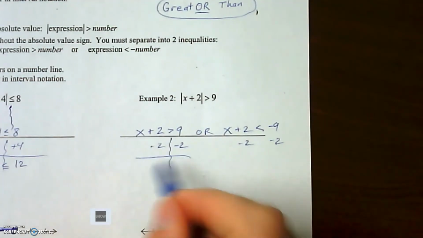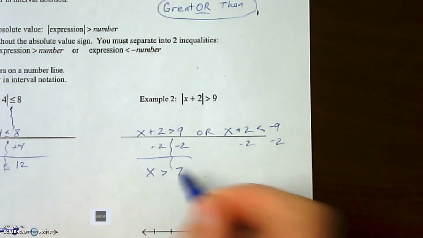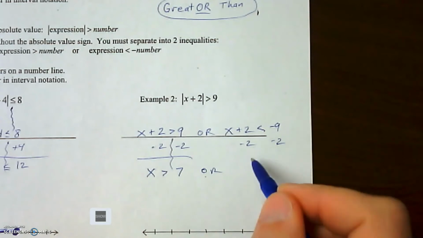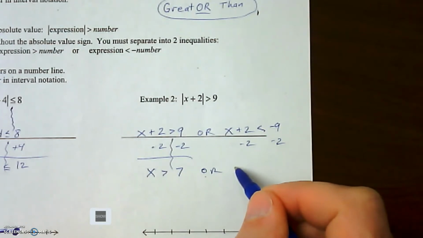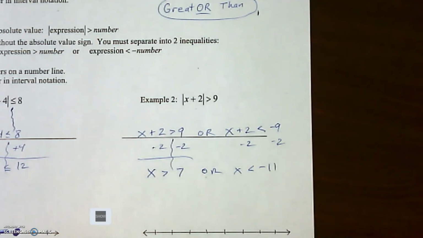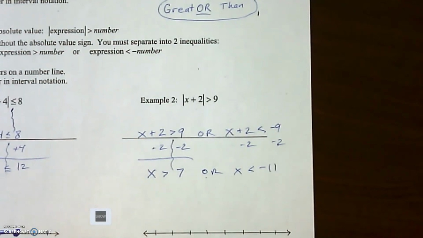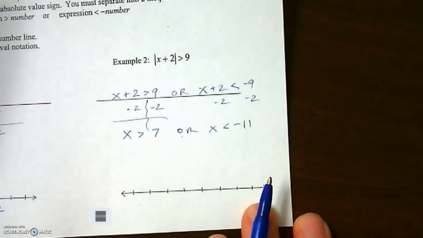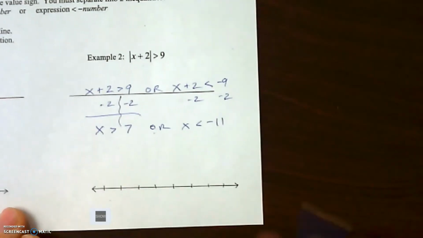Okay, so what do I have here? X is greater than 7, or x is less than negative 11. So I have to make it from negative 11 to 7. And don't worry if you're not quite on a whole number. You can graph in between. Just draw a circle in between.